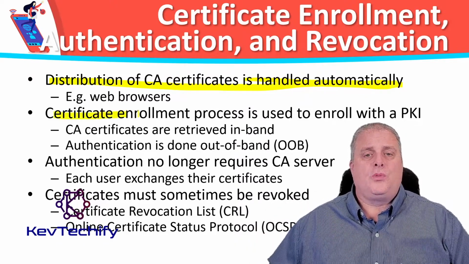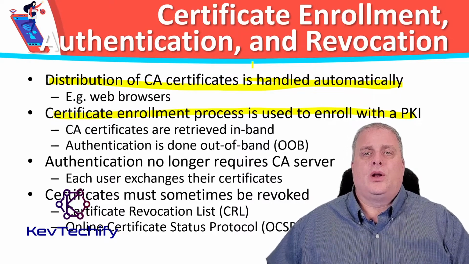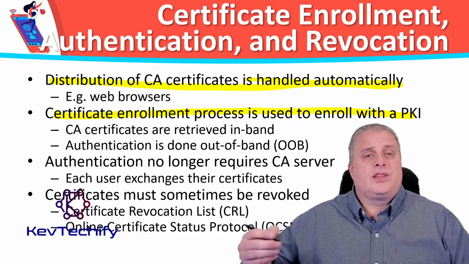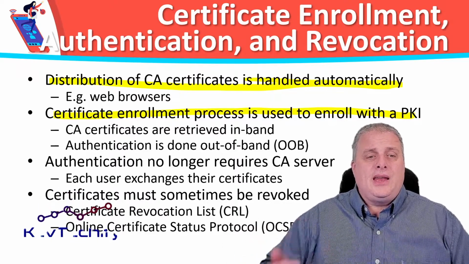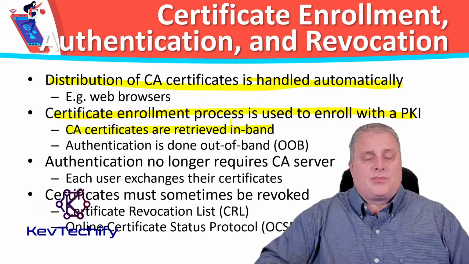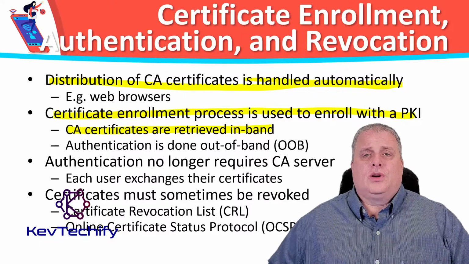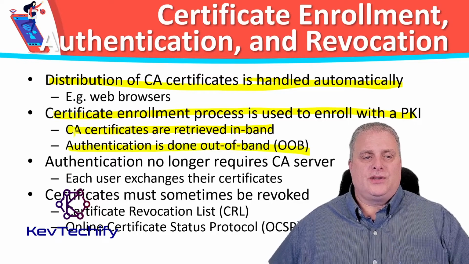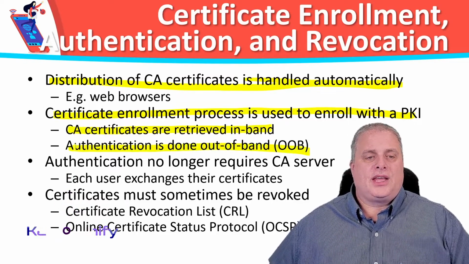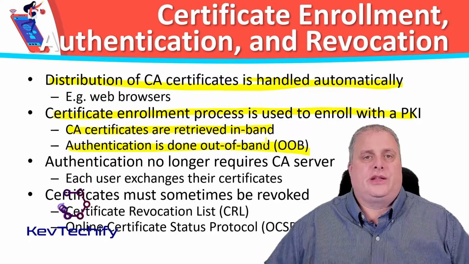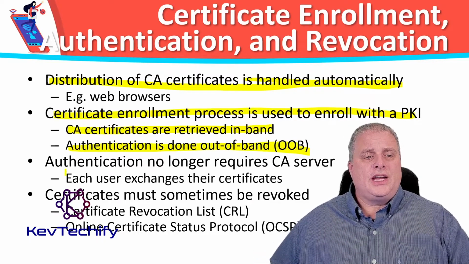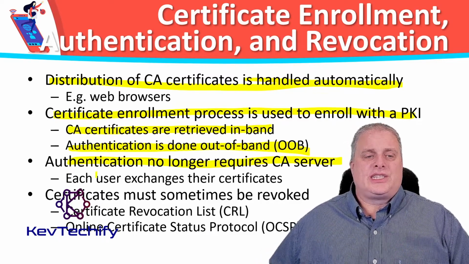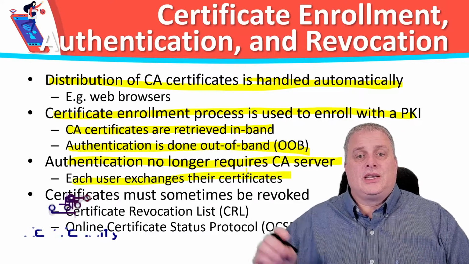Now, the certificate enrollment process is used when a host system enrolls with the public key infrastructure. To do so, the certificate authority's certificates are retrieved in band, so they're retrieved as part of the network conversation over our network, and the authentication is done out of band using a telephone. So they get the certificates over the network, but then the authentication is done out of band, like using a telephone network. Authentication no longer requires a certificate authority server. Each user exchanges certificates containing public keys.